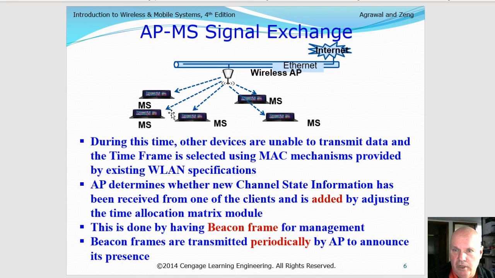During this time when this transfer is taking place, this is not a full duplex network. Actually, it's half duplex. So during a downlink transmission, uplink transmissions cannot take place. That's another form of time division multiplexing that has to occur.